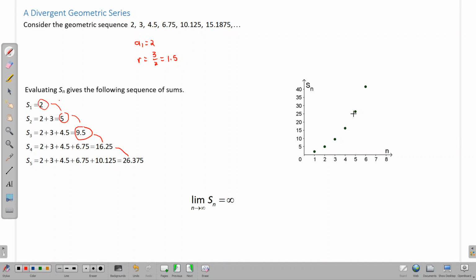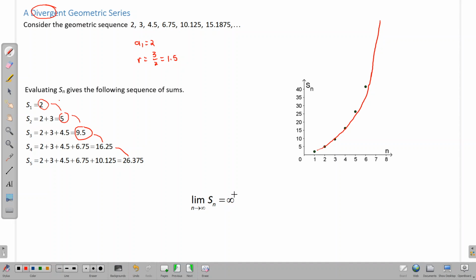The sequence of partial sums is growing, and it's growing faster and faster at each stage, and it will just grow without bound. So this series does not converge. There is no number that represents the sum of all of these numbers. So the way we could write this, we could say the limit as n goes to infinity of this series is infinite. So this is one type of divergence.